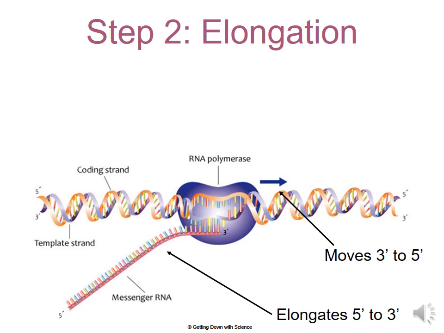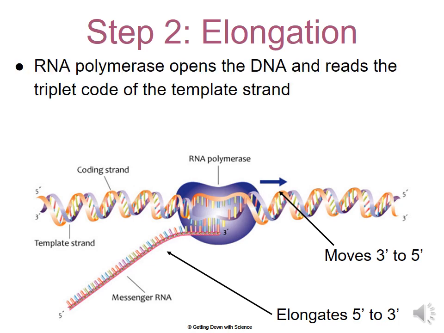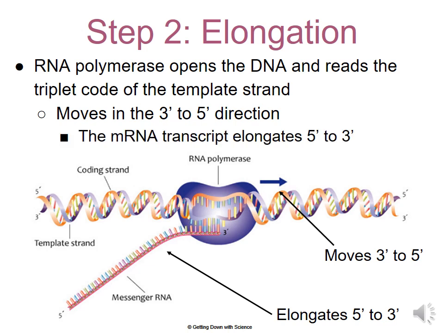Step 2 is elongation. Once the RNA polymerase has attached, it will open up the DNA and read those sets of 3, those triplets, on the template strand to build the messenger RNA. And so we're moving in the 3' to 5' direction on the template and building that messenger RNA. And remember, we're always building in the opposite direction, so we're elongating 5' to 3'.